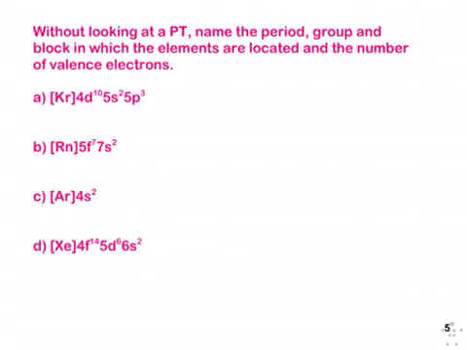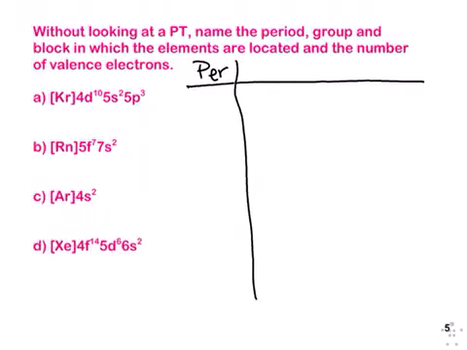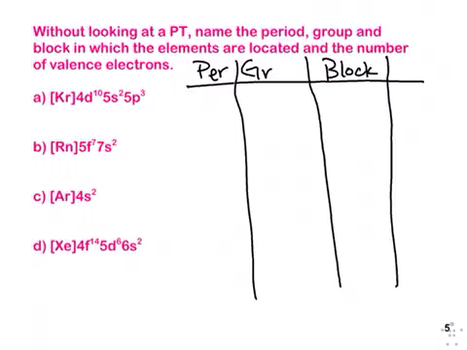All right, so let's try this without looking at a periodic table. Name the period, the group, and the block in which the elements are located and the number of valence electrons. So maybe make a table for the group, the block. So block, I'm meaning SPDF, and the valence electrons.